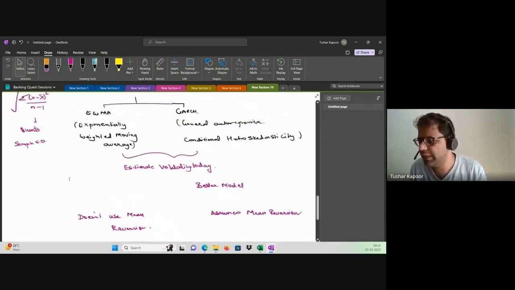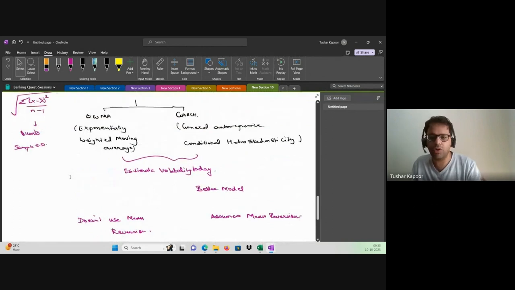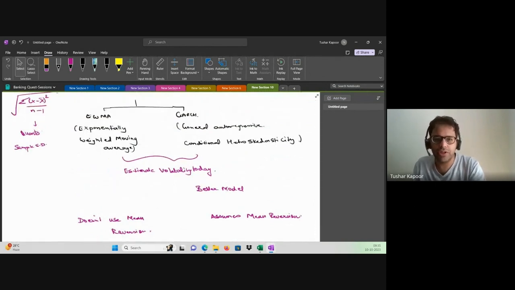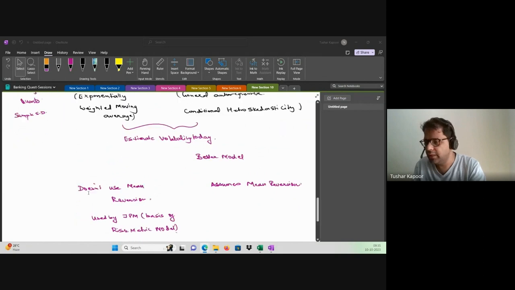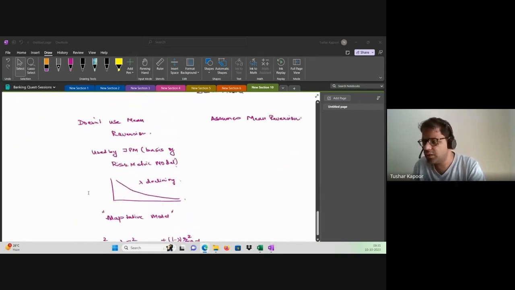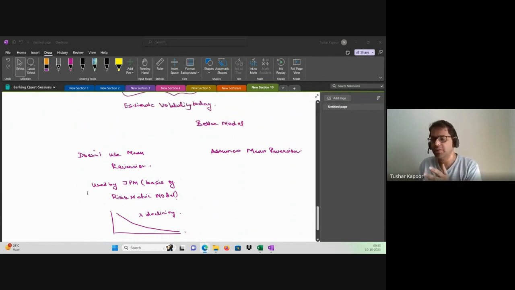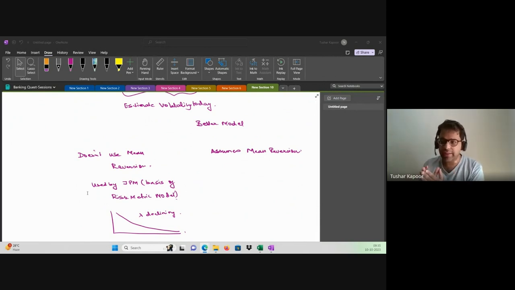Okay. So let's start talking about the first model, which is called the exponentially weighted moving average model. Now, when we talk about this model specifically, we again have a declining factor in mind. Now, what do we mean by declining factor? Because this is a weighted mechanism through which we are saying that I'm going to forecast the volatility for today.